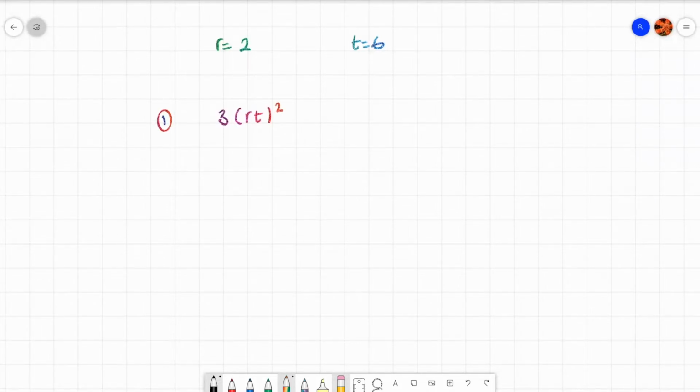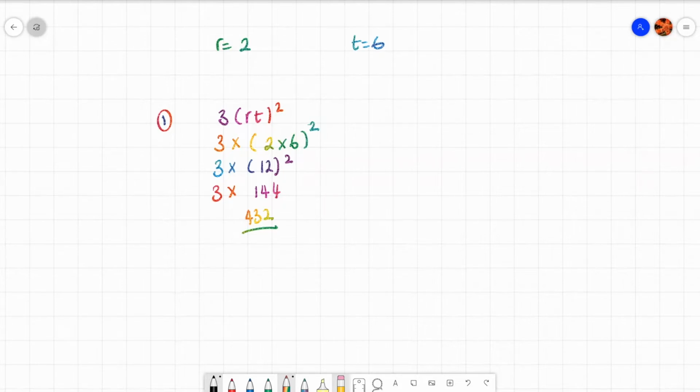3RT squared. So again, remember to write down what the bracket actually means. That means 3 times, well, R is 2 times 6, because RT means R times T, all squared. Let's do the bracket first. So 2 times 6 is 12 squared. Well, 12 squared I know is 144. So 3 times 144 is 432.